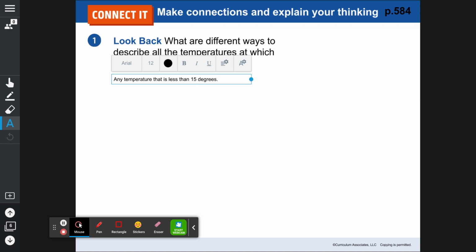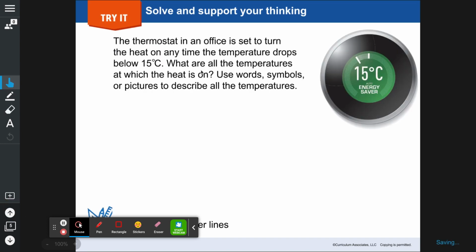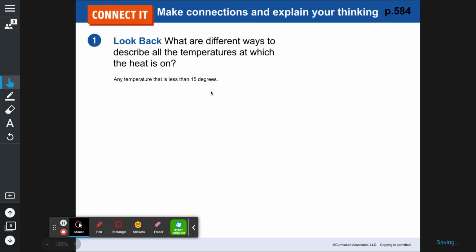Would that work? If we go back to the problem, let me go back up a slide or two. It says drops below 15 degrees. So that means 15 degrees itself would not work. So I'm going to add to this and say any temperature that's less than 15 degrees, but not equal to 15 degrees, because the heat is not going to turn on unless it is below. Any temperature below 15 degrees would work there.